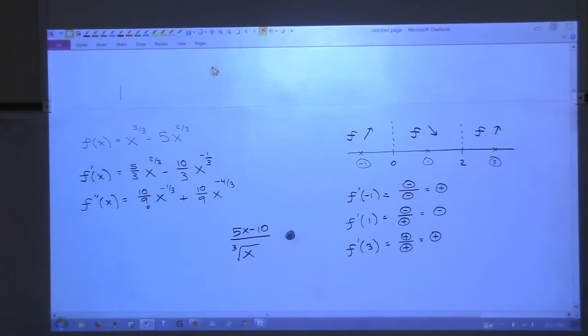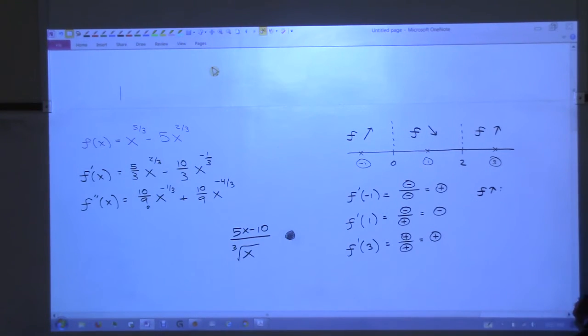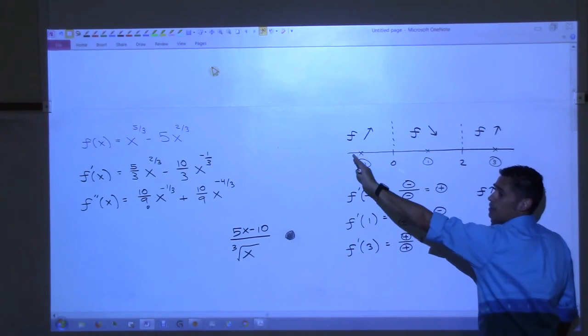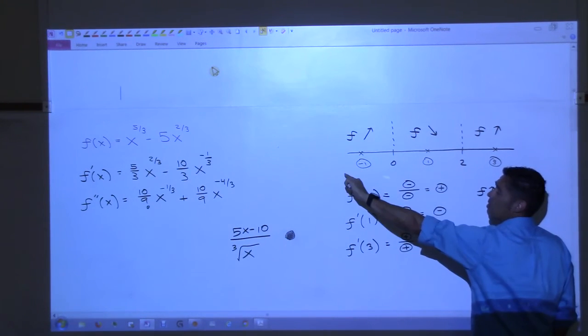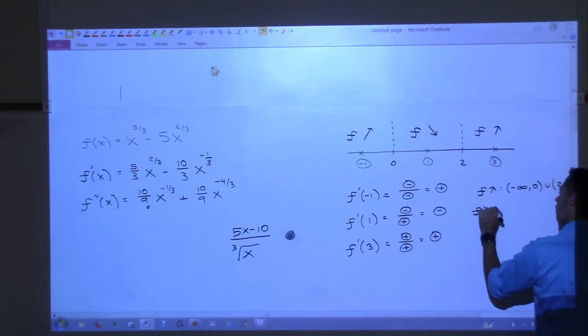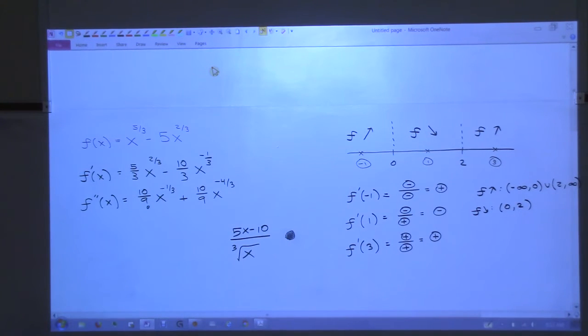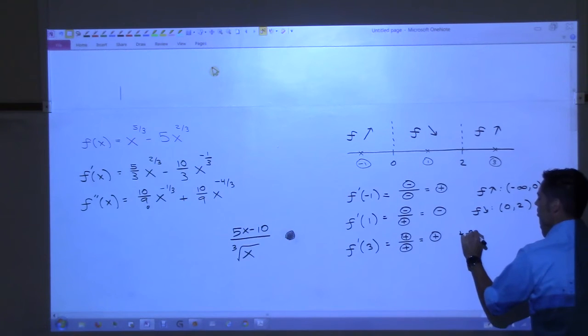Let's go ahead and answer the questions while we're here. Where is this function increasing? Over -1. Okay, so anything over here though, right? Anything over here. So to the left of 0 and to the right of 2. Agreed? So to the left of 0, negative infinity to 0, union to the right of 2, 2 to infinity, like that. Where is it decreasing? 0 to 2.